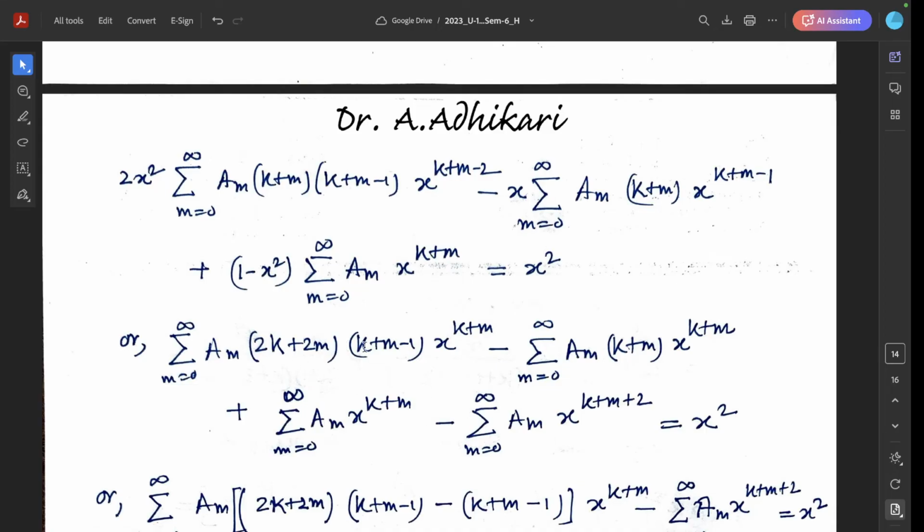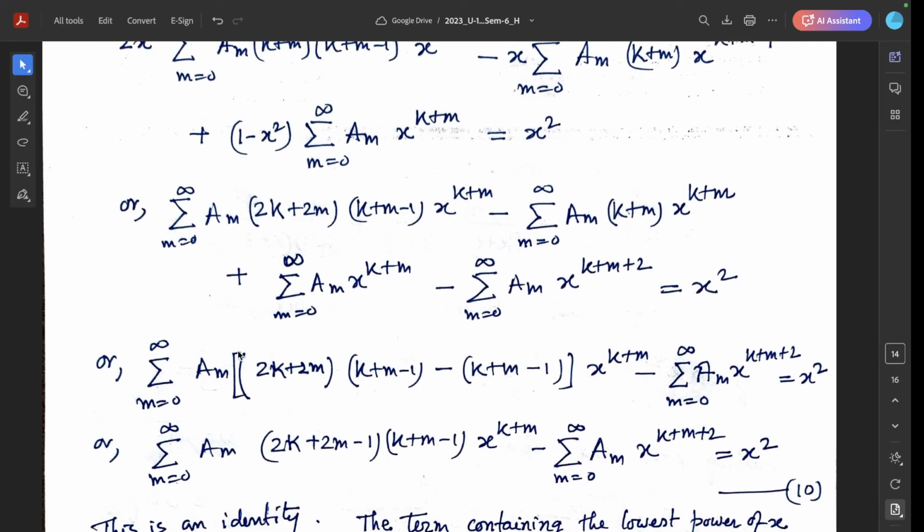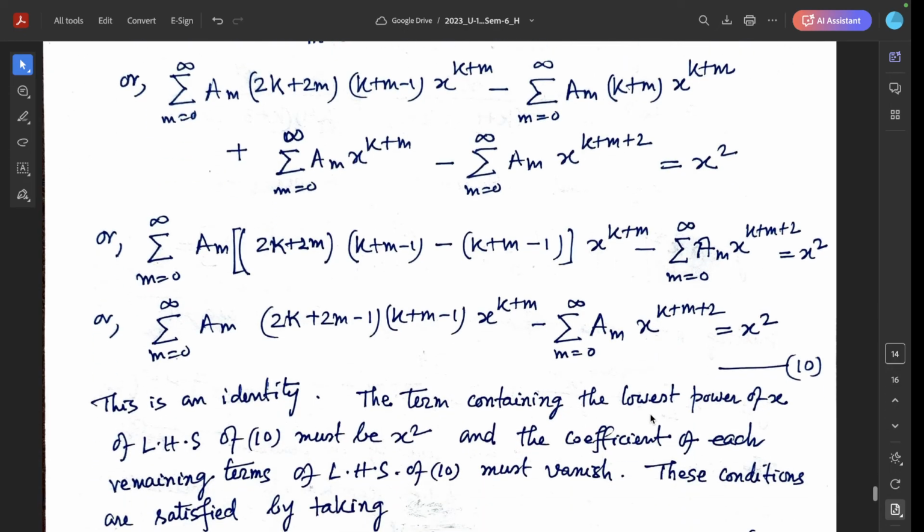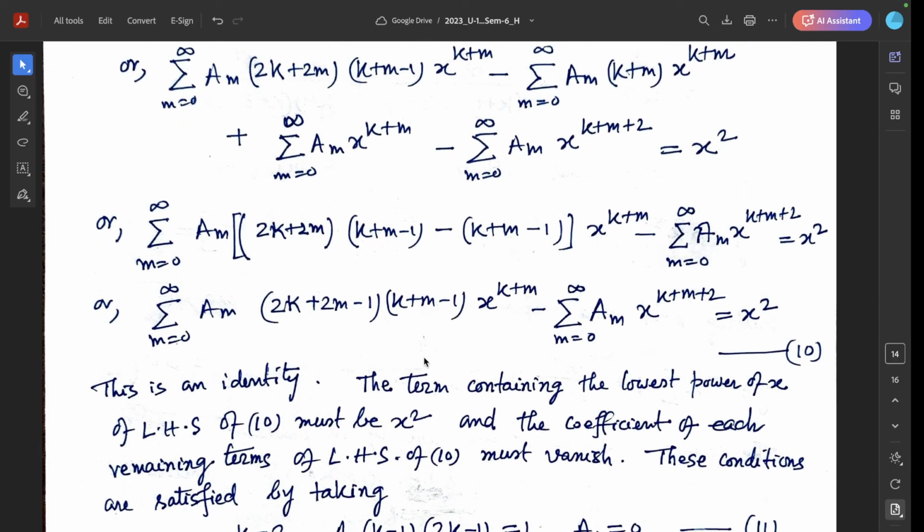And after simplification, we get summation a_m [(2k+2m)(k+m-1) x to the power k+m ...] equal to x square. So summation a_m [2(k+m)(k+m-1) - (k+m) - 1] x to the power k+m minus summation m equal to 0 to infinity a_m x to the power k+m+2 equal to x square. This is an identity, and the term containing the lowest power of x on the left hand side of 10 must be x square.